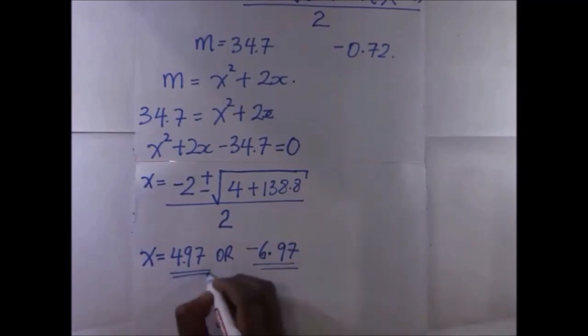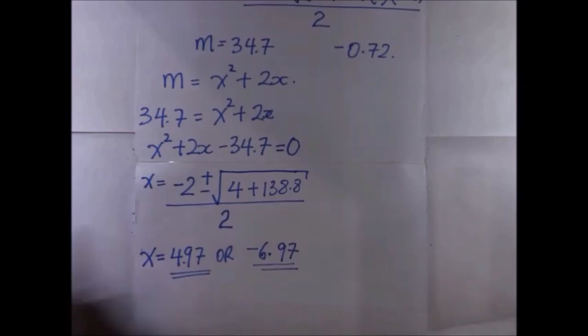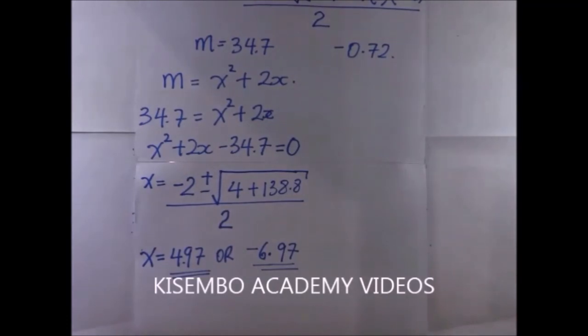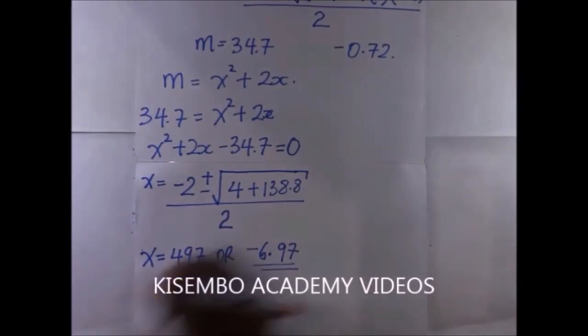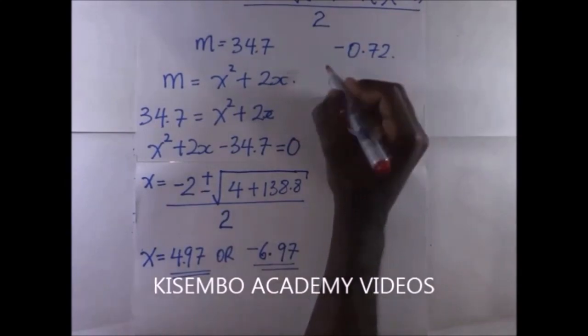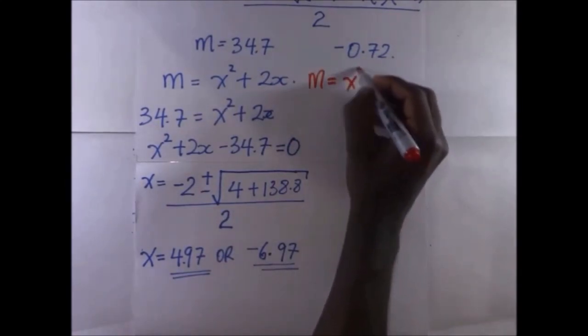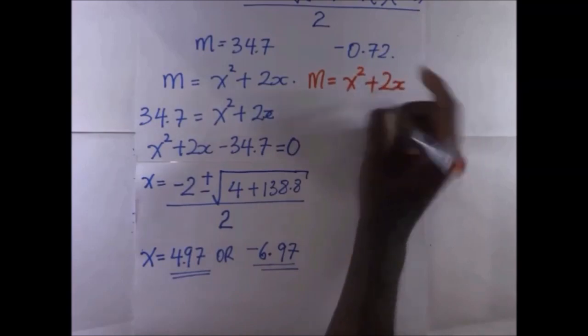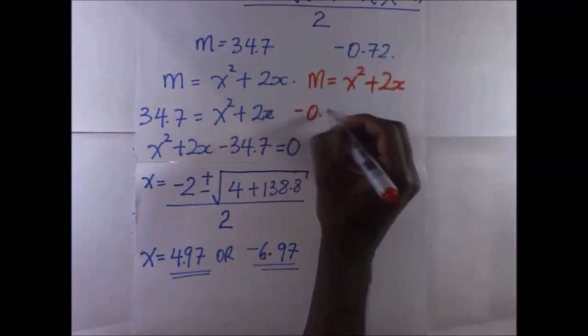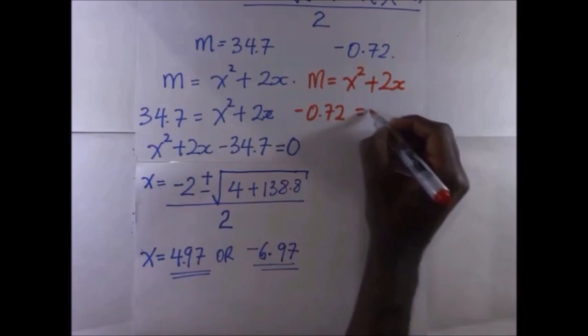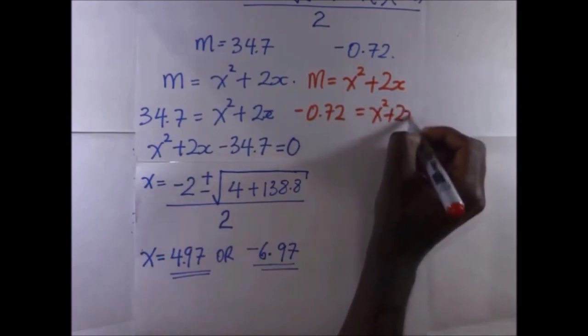So those are the values of x for when m is 34.7. Now what if m is negative 0.72? What are our values of x? So now when m is that, it means that our value of m will be equal to x squared plus 2x. So negative 0.72 is going to give us x squared plus 2x.